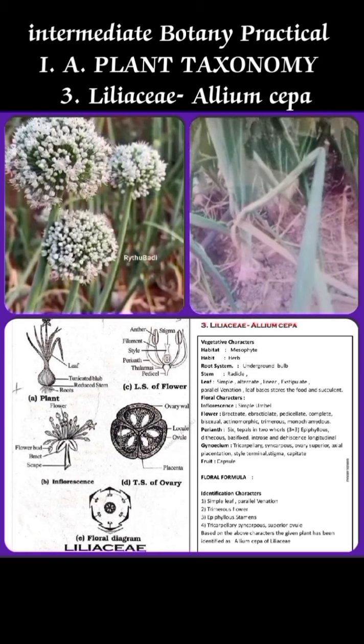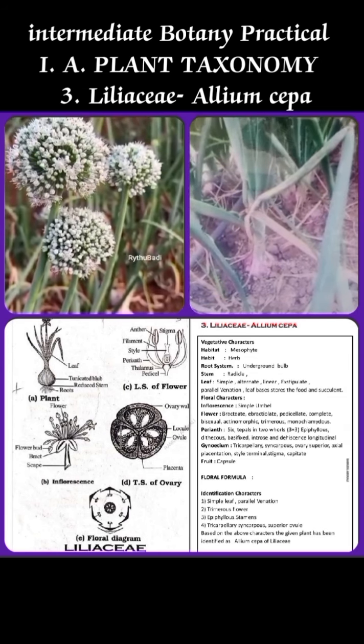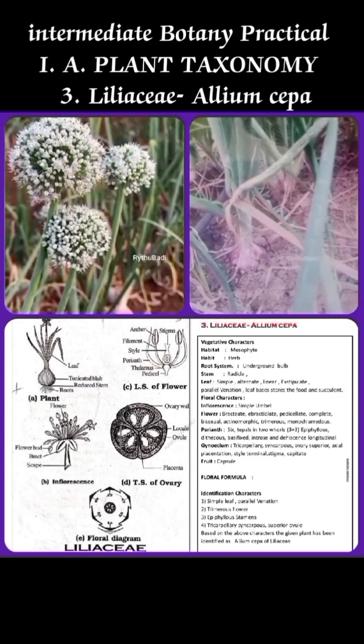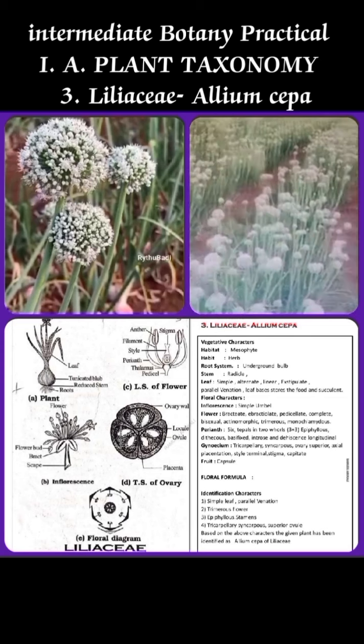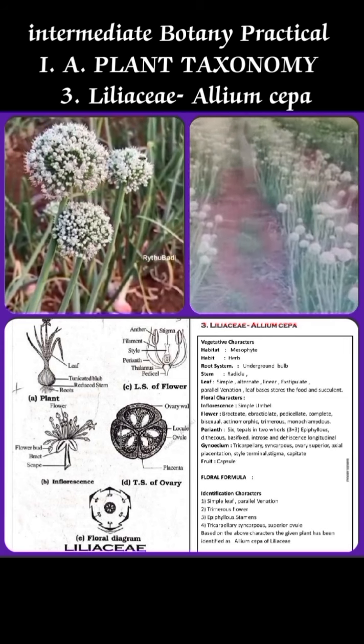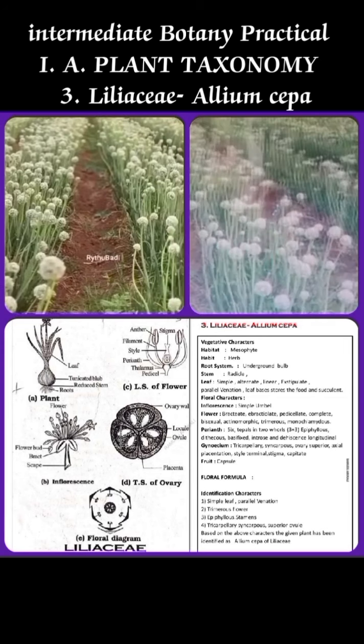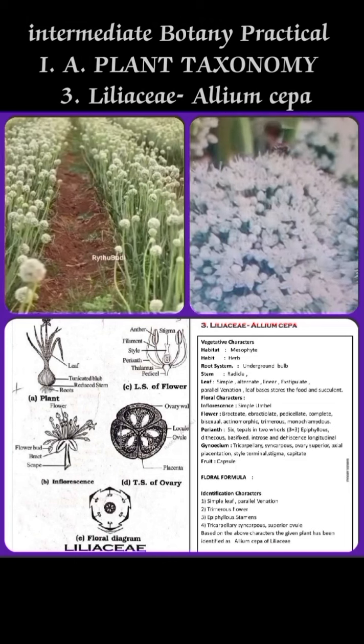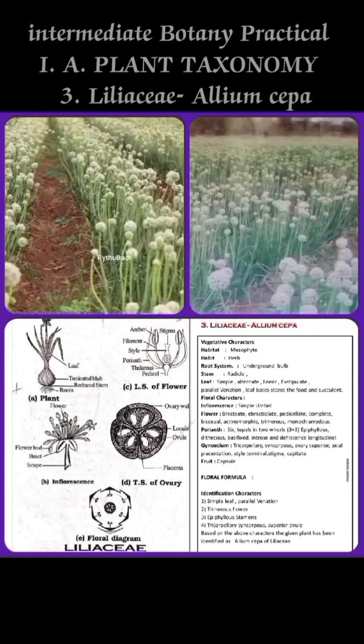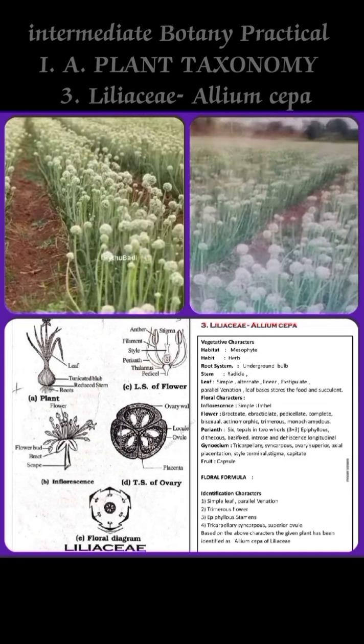Floral formula. Identification characteristics: simple leaf, parallel venation, trimerous flowers, epiphyllous stamens, tricarpellary, syncarpous, superior ovary. Based on the above characteristics, the given plant has been identified as Allium cepa of the Liliaceae family.